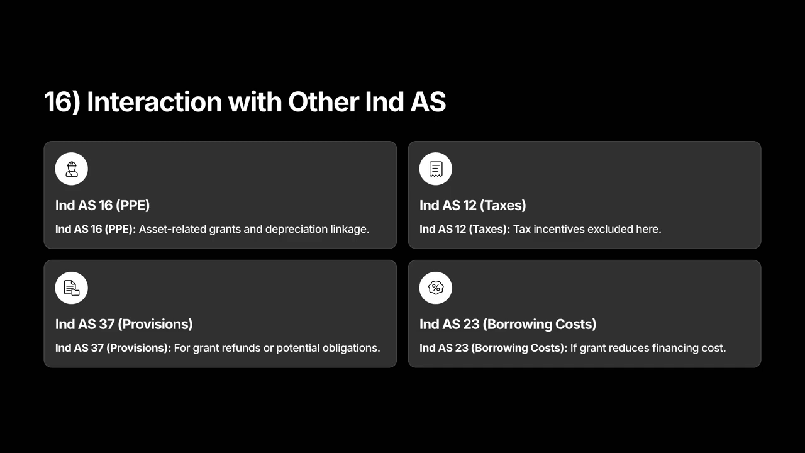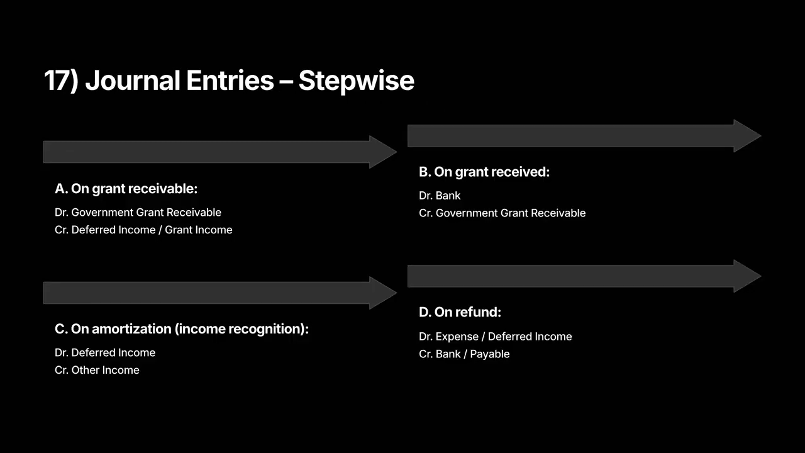Journal entries, stepwise. Let's see how entries flow in practice. A. When the grant becomes receivable. Debit government grant receivable. Credit deferred income or credit grant income, depending on the type. B. When the grant is actually received. Debit bank. Credit government grant receivable.